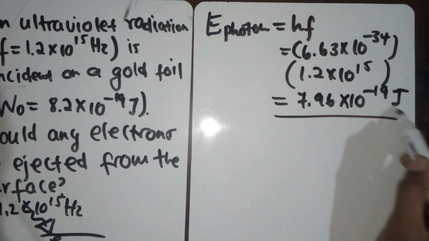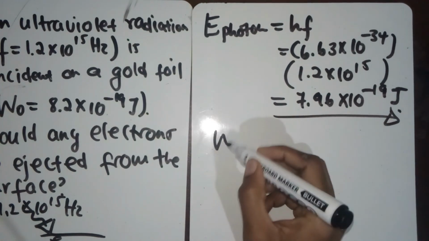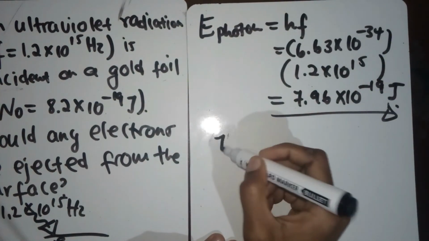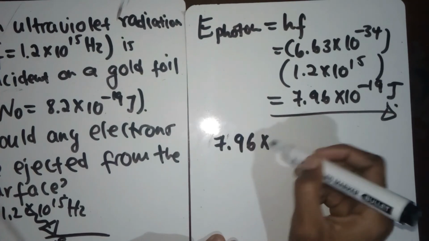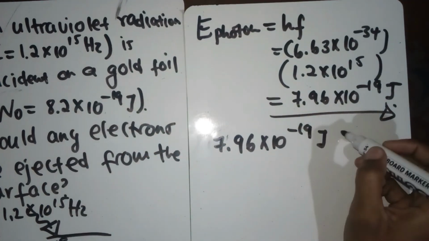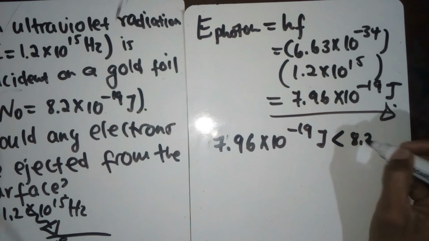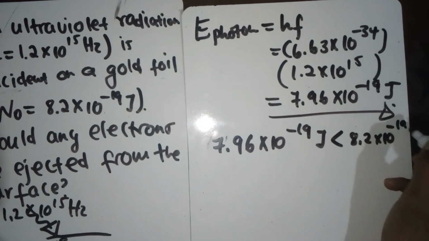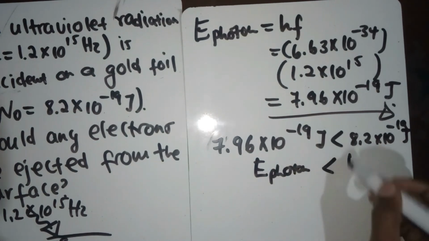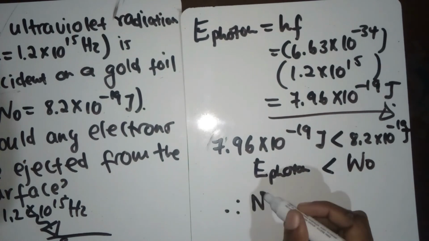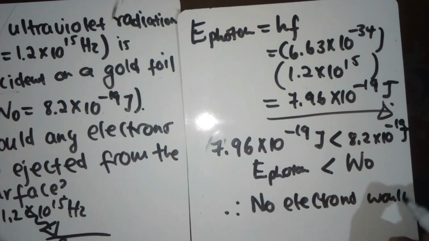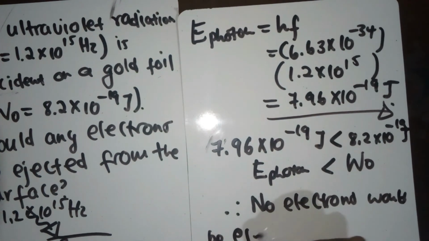Okay, so if you look at this value here and we compare it with our work function, we can clearly see that 7.96 multiplied by 10 to the power of minus 19 joules is in actual fact less than 8.2 multiplied by 10 to the power of minus 19 joules. So this means that the energy of the incident photon is less than the work function, therefore no electrons will be ejected from the surface.